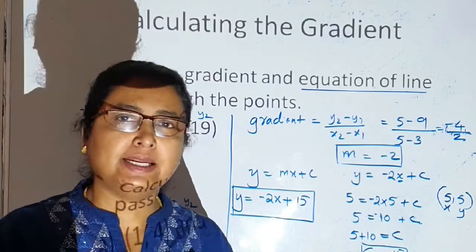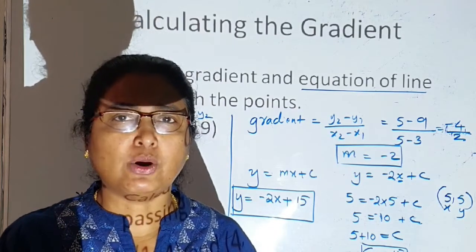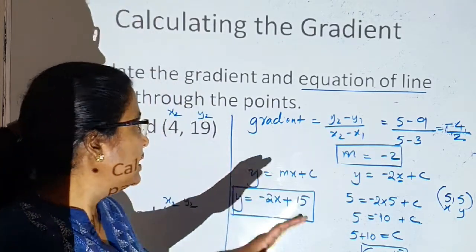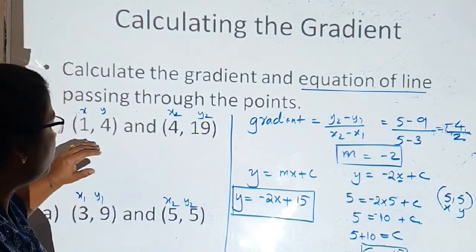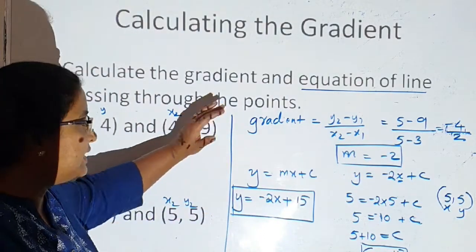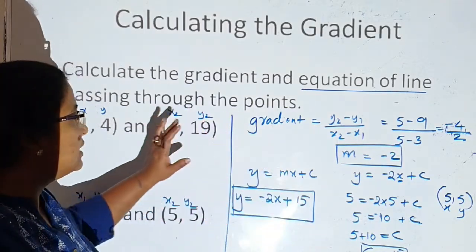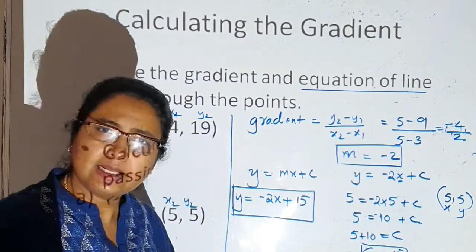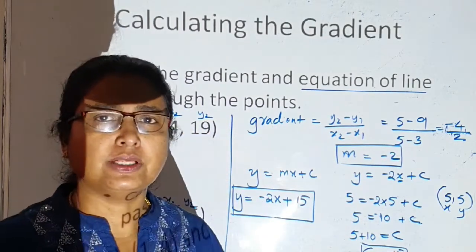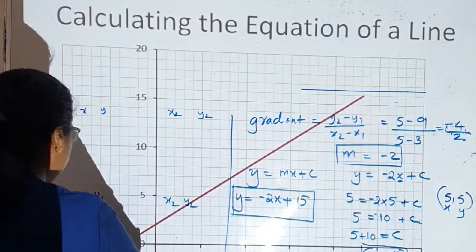First step, we should find the gradient, then we have to find the y-intercept. Now, if two points are given, then this is the way to find it. If two points are given, then they can give you the graph also. That's the next thing I will explain to you, how to do it.